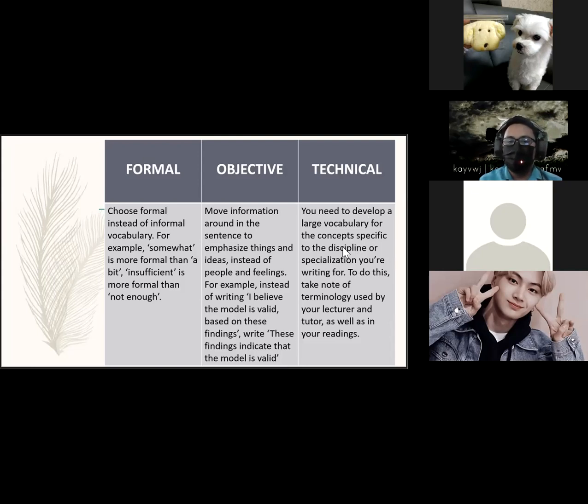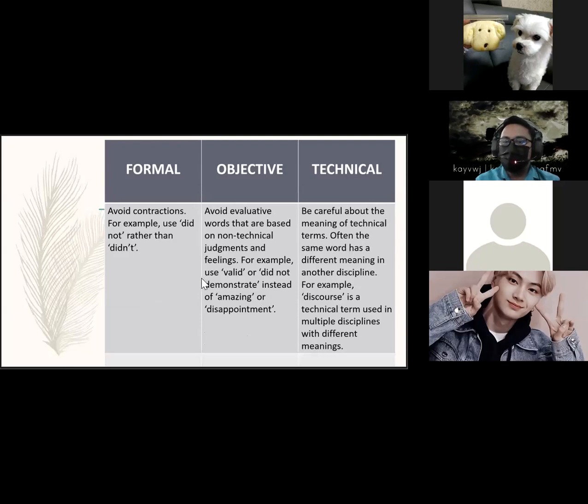Next, technical. You need to develop a large vocabulary for the concepts specific to the discipline or specialization you are writing for. To do this, take note of terminology now used by your lecturer and tutor. So on and so forth. So when we say technical, these are technical terms lang that we are using for the different disciplines. You can browse a dictionary or a thesaurus for these technical terminologies that are being used for the different disciplines.